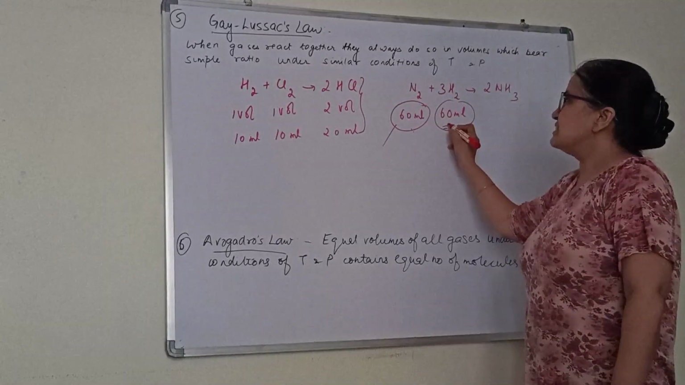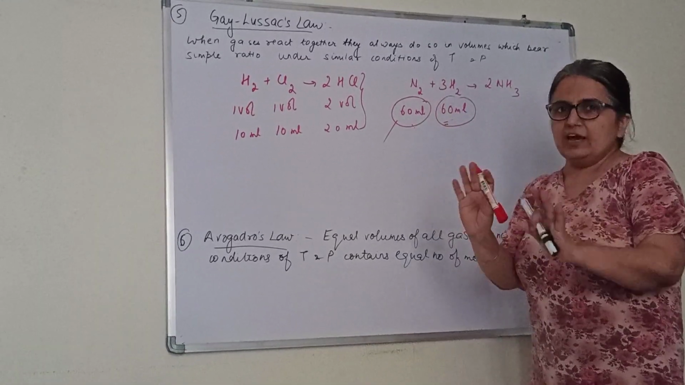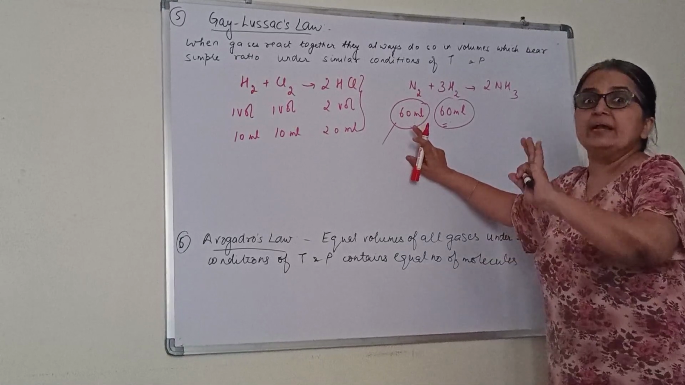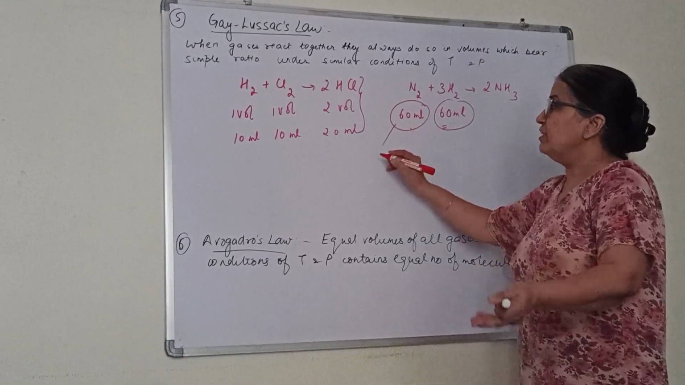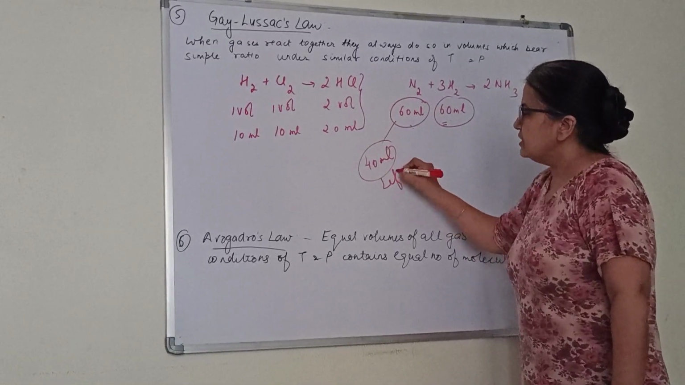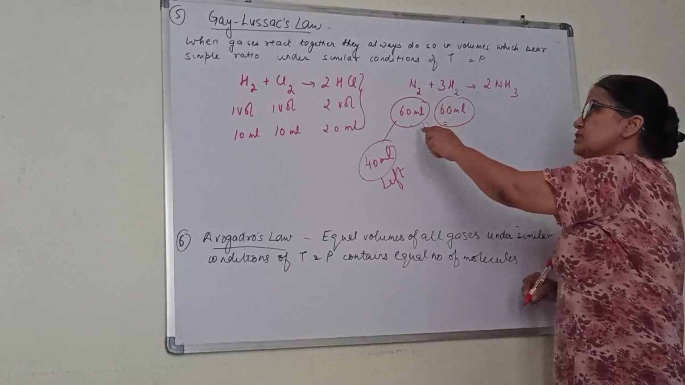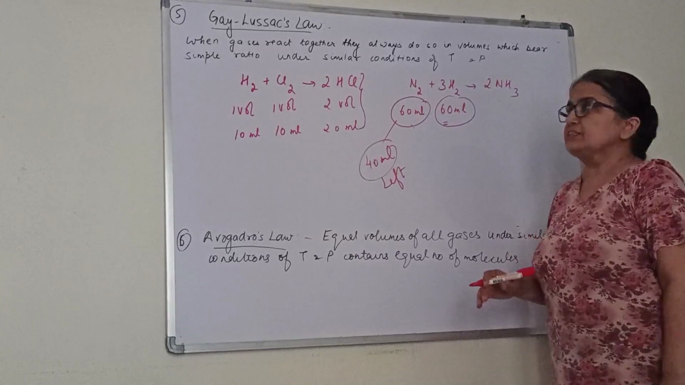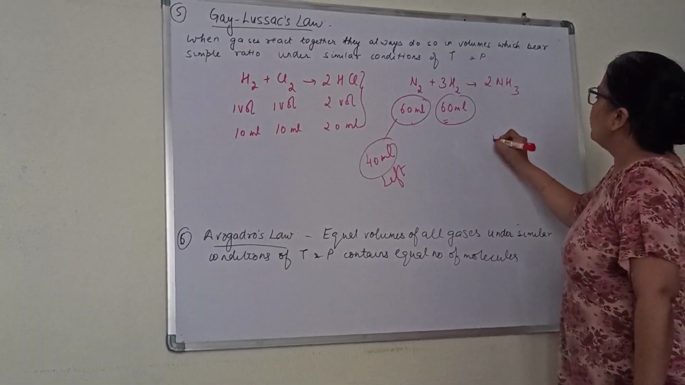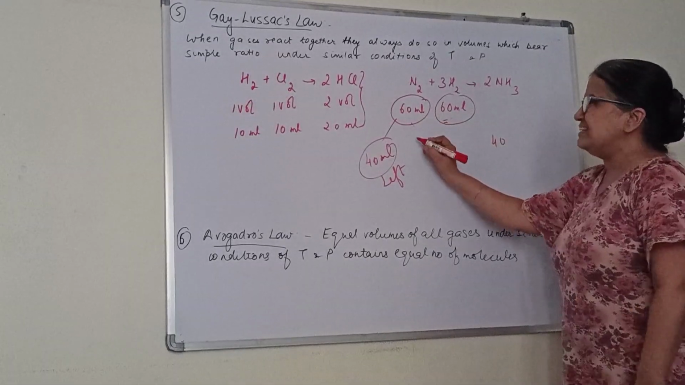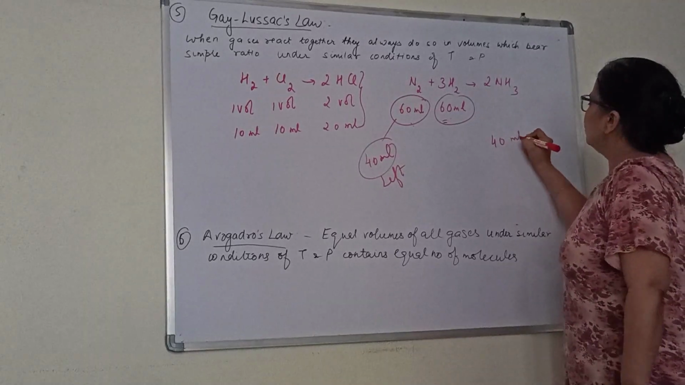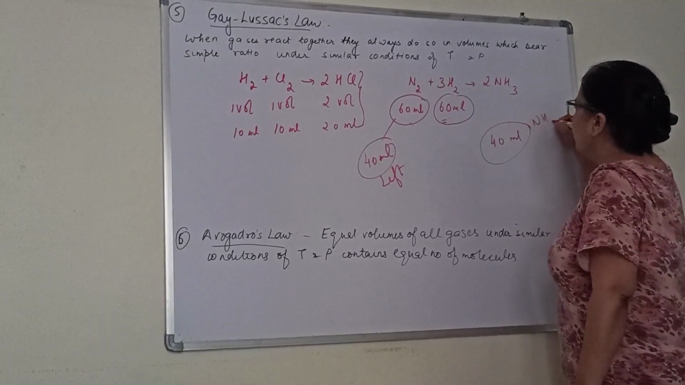So you have to see 60, 60. In the same amount they are not going to react. If this is 60, this will react only with 20 ml. So what will be left behind here? 40 ml of nitrogen will be left behind. Of this only 20 will be reacting. Now how much of this will be formed? This will be 40 ml, because double of 20 is reacting, so double of 20 will be formed. So you will have 40 ml of ammonia formed.